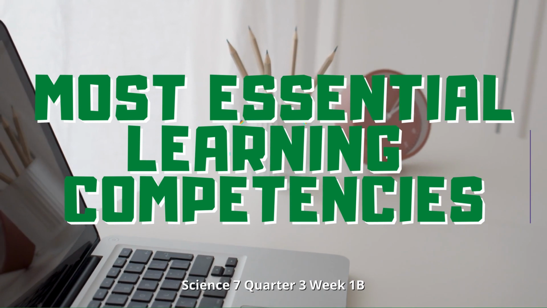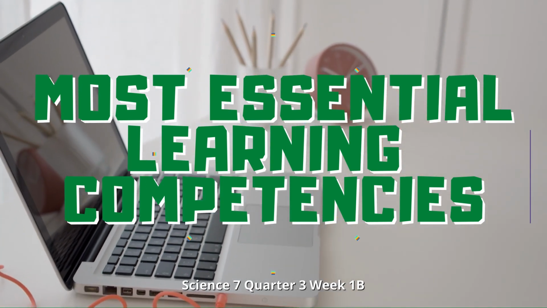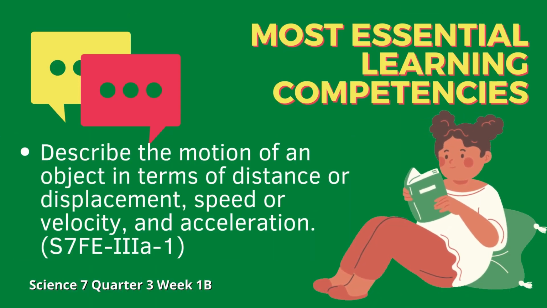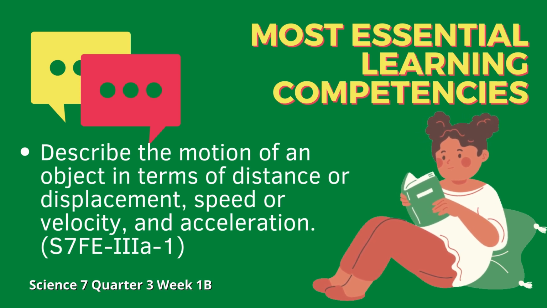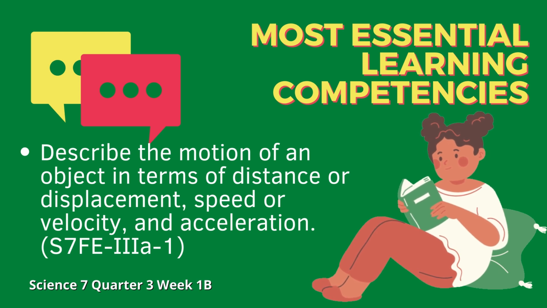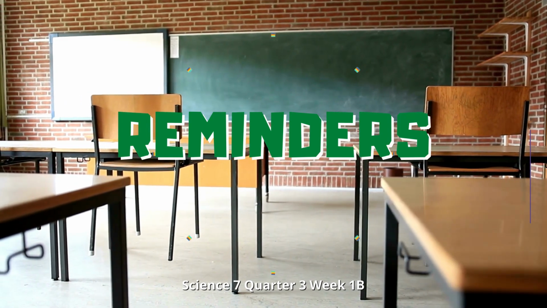Here are the most essential learning competencies for Science 7 Quarter 3 Week 1B video module. Describe the motion of an object in terms of distance or displacement, speed or velocity, and acceleration. S7FE-3A-1.